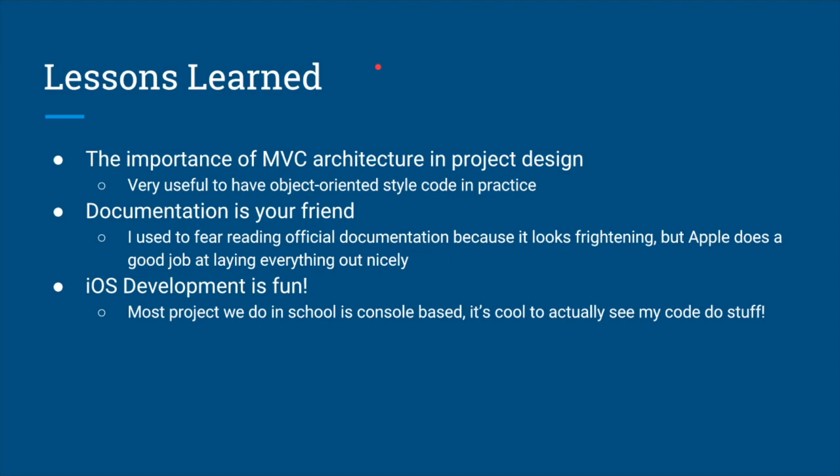So here's a couple lessons I learned. One was the importance of MVC architecture and using objects. When bringing in parties, posts, and comments, having an object for those made it much easier to handle all my organizational problems. And another big thing I learned was that documentation is actually my friend. I always used to be scared of it because it's big walls of text and it's super technical, but Apple does a good job at laying it all out in layman's terms and letting you know what delegates you need and whatnot for certain objects.